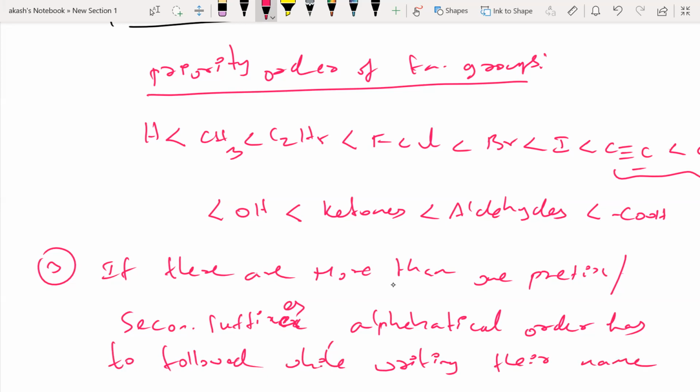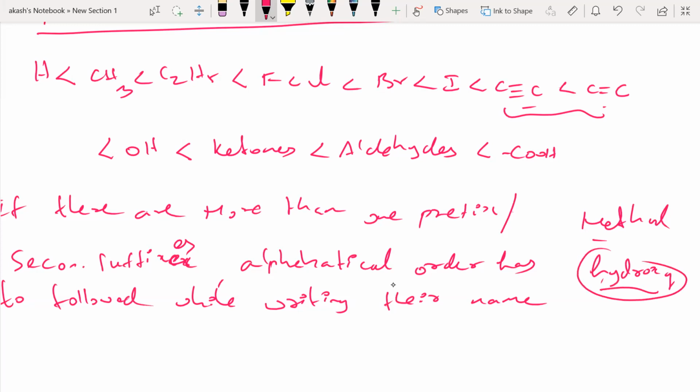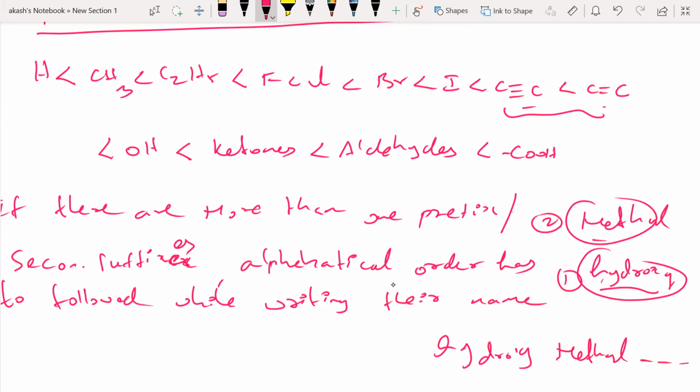By writing their names, say for example, in a compound you have two prefixes. One is methyl and the other one is hydroxy. Do not worry about what these are for now. So there is a compound in which there are two prefixes, methyl and hydroxy. You will write hydroxy first, then methyl, in the IUPAC name, and then whatever name comes, you will write it.